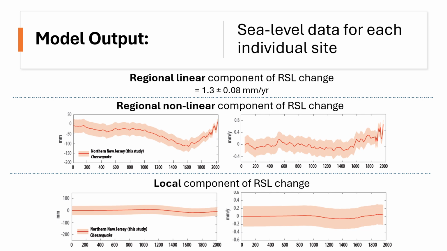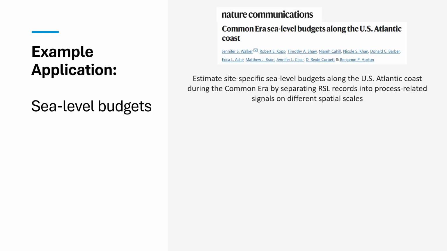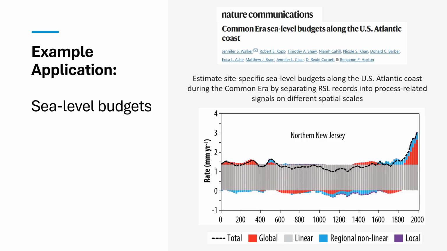I want to give you an example of another kind of further application of this model, specifically using this breakdown of components on different spatial scales, and that has to do with sea level budgets. This is something that I did that was published in Nature Communications a few years ago, where I produced site-specific sea level budgets for 6 sites along the US Atlantic coast during the Common Era by separating each of the records into these process-related signals on different spatial scales.